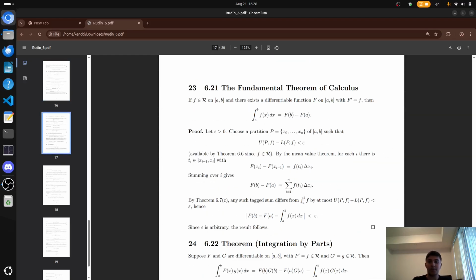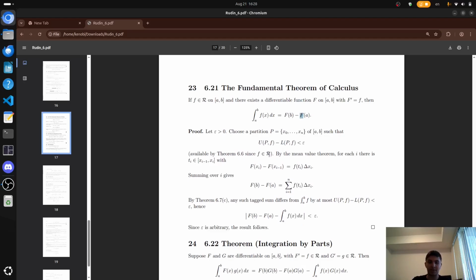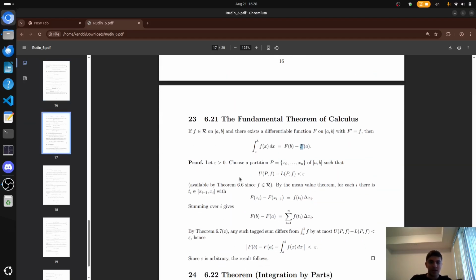Now we have the fundamental theorem of calculus, which is basically when you take the antiderivative on both endpoints and you subtract them, like this. For the proof of this, let's read it and I'll explain the strategy later. Let epsilon be greater than 0. Choose a partition P = {x0, ..., xn} of [a,b] such that U(P,f) minus L(P,f) is less than epsilon, because you know f is in R. That's our assumption. By the mean value theorem, for each i, there's ti in [x(i-1), xi] with F(xi) minus F(x(i-1)) equals f(ti) delta xi.